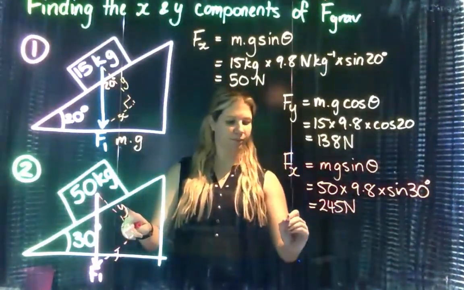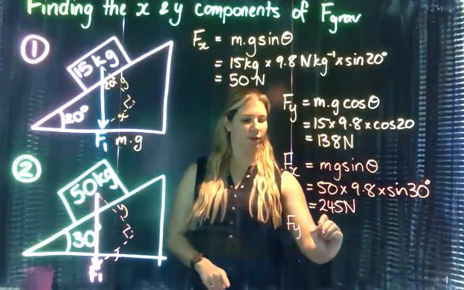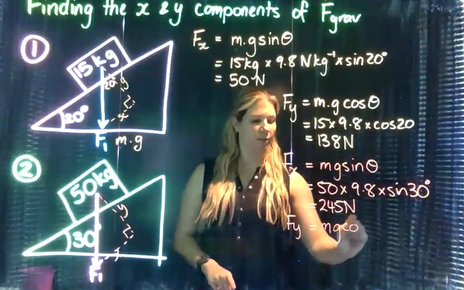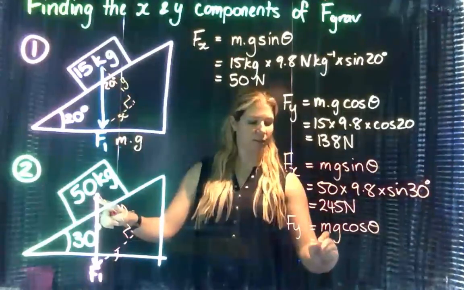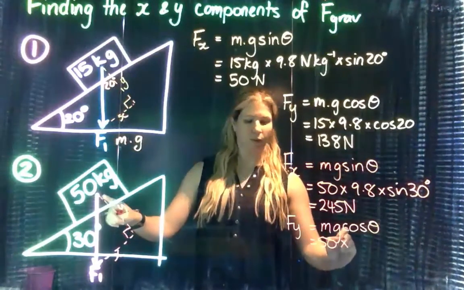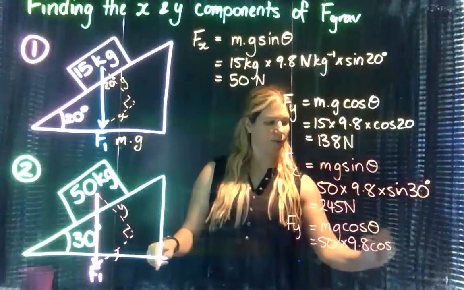For the y, same formula as before. So the mass times gravity, but this time cos of theta. The mass is 50 kilograms. Gravity is 9.8. And the angle is 30 degrees.